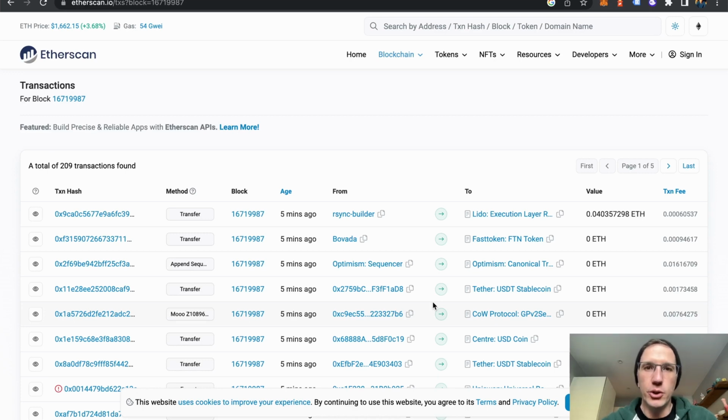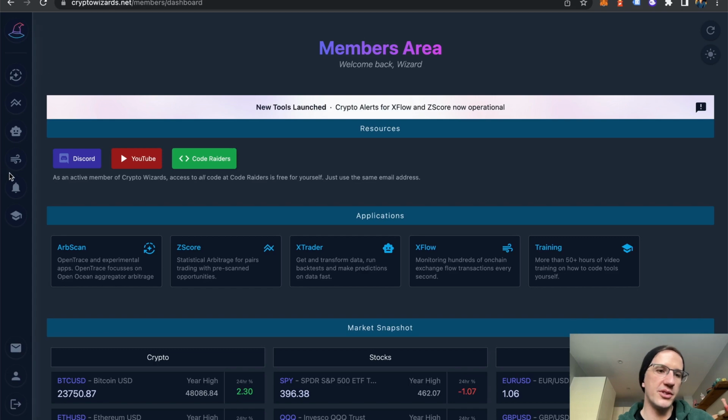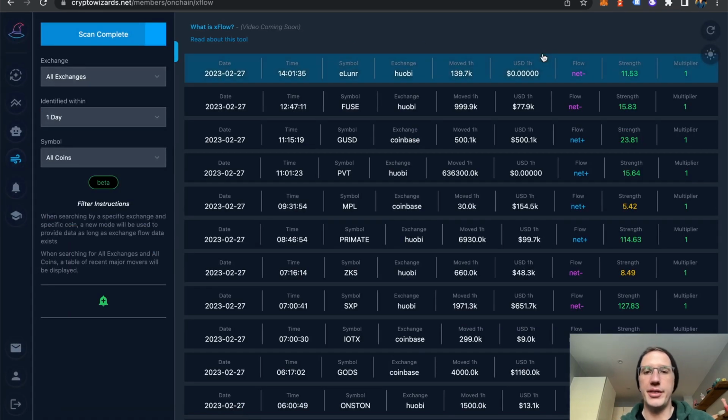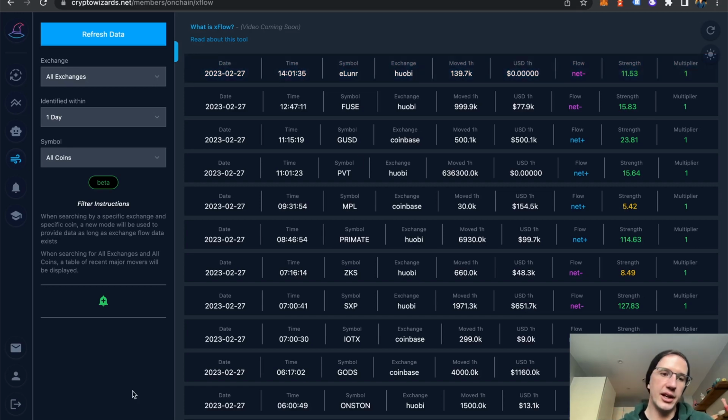Now, of course, you wouldn't do this. You can't do this. You need an algorithm to do it. That is exactly what we've gone and done. Now, you'll notice here on Crypto Wizards, there is now this XFlow tool. That's what this XFlow tool is doing. And you can also get alerts for this as well.